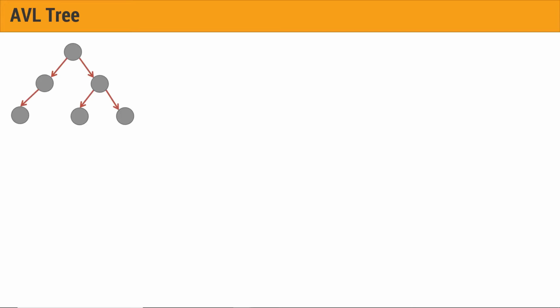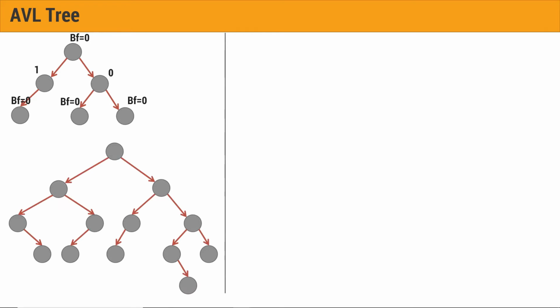Now consider this tree. The balance factor of this leaf node is 0. Again this leaf node is 0. This parent node has balance factor 0. This leaf node has balance factor 0. This internal node has balance factor 1. And the root node has balance factor 2. So here in this tree, every node has a balance factor of 0 or 1, so it is called an AVL tree.